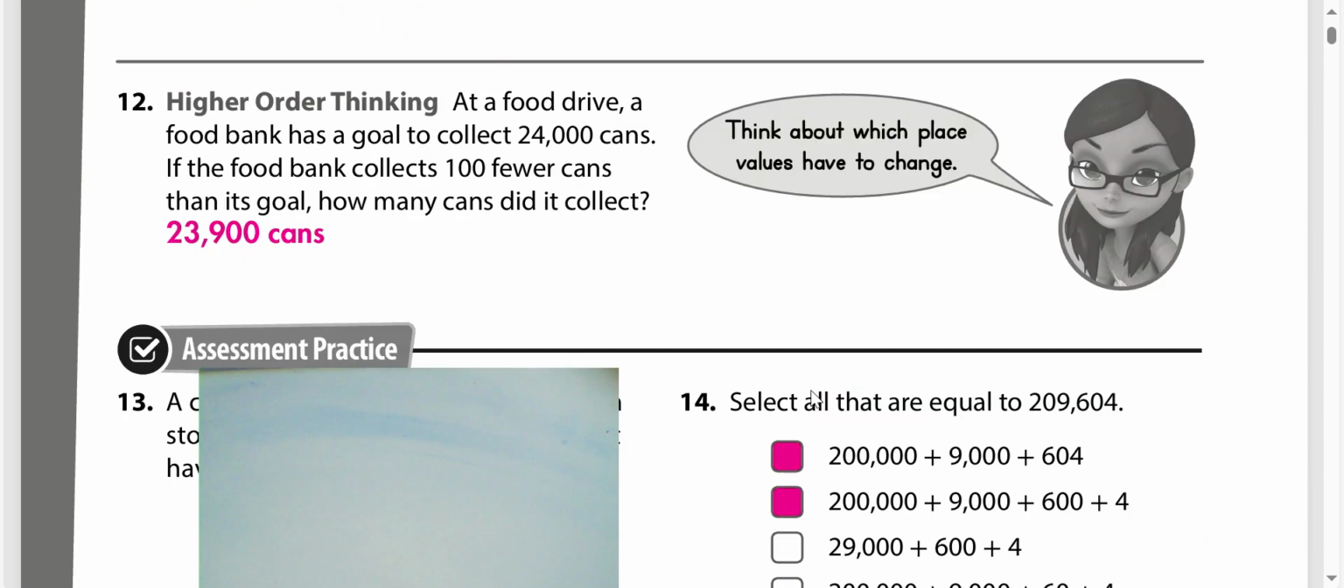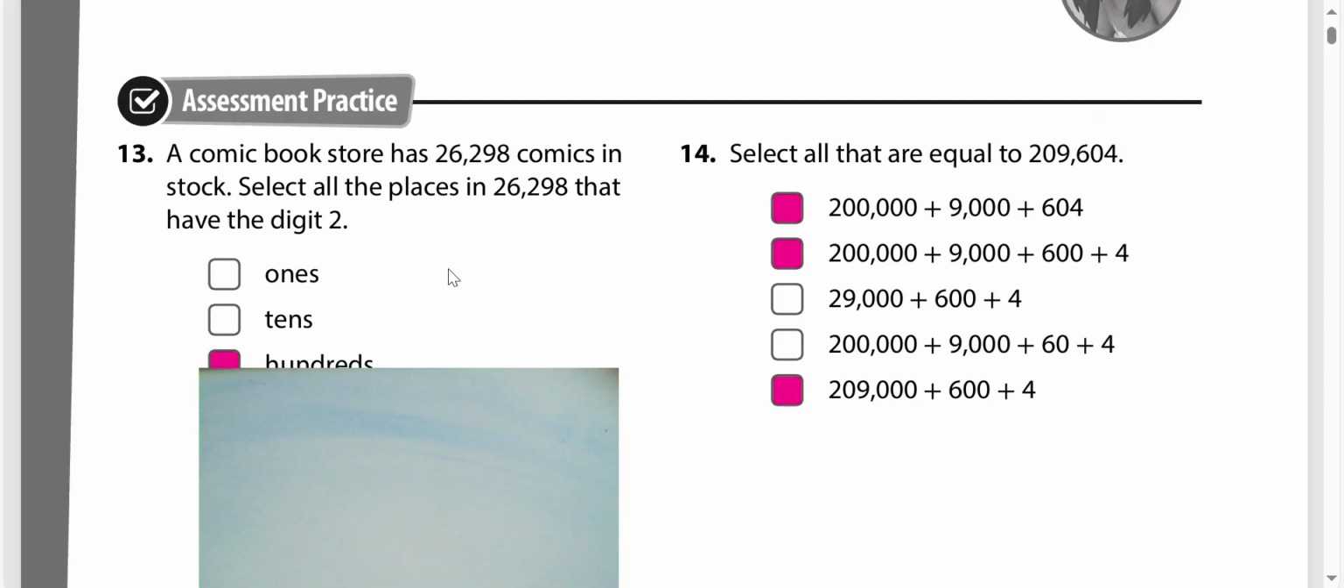Next question. Higher order thinking. The food drive, a food bank, has a goal to collect 24,000 cans. If the food bank collects 100 fewer cans than its goal, how many cans did it collect? Write 23,900 cans. Okay, the total answer.